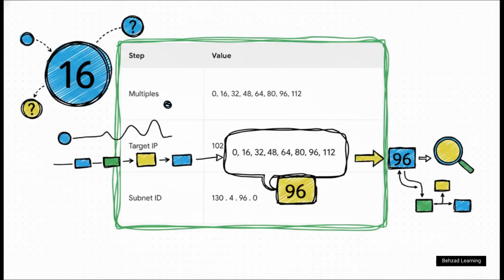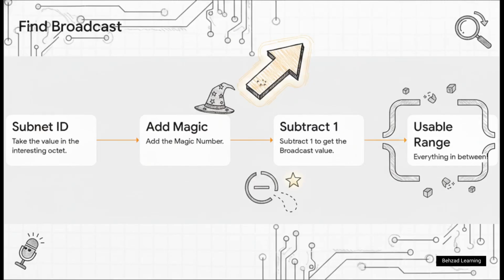It's super simple. All we do is count by multiples of our magic number. So 0, 16, 32, 48, 64, 80, 96, 112. Then we look at our original IP value in that interesting octet, which was 102. We simply find the multiple of 16 that gets us closest to 102 without going over. In this case, 96 is the clear winner. Pop that into the third octet, and boom, our final subnet ID is 130.4.96.0.